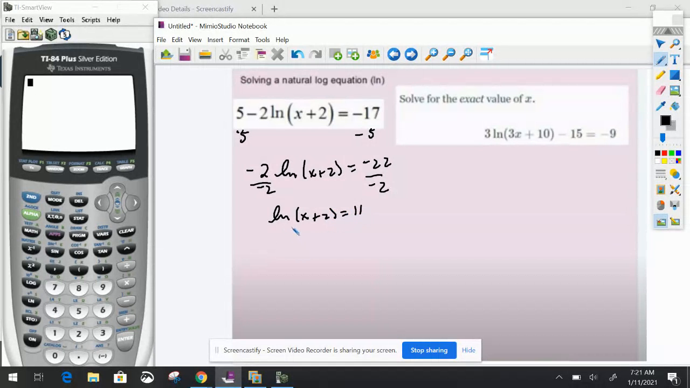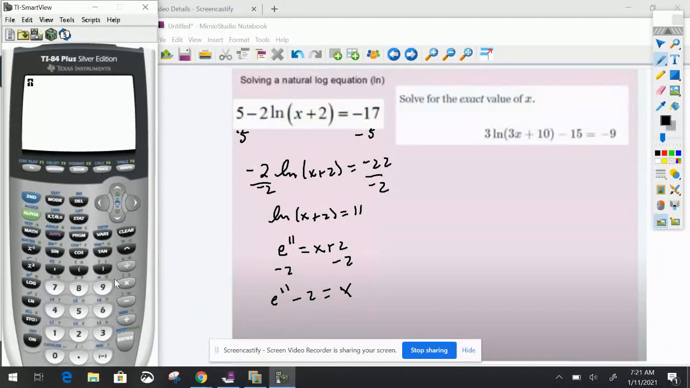Now, what does this mean? Again, natural log means that the base is e. So it's e to the 11th power equals x plus 2. And then I would just subtract 2. If it asks for a decimal answer, which in Delta Math I'm pretty sure it does, I would again have to enter this.